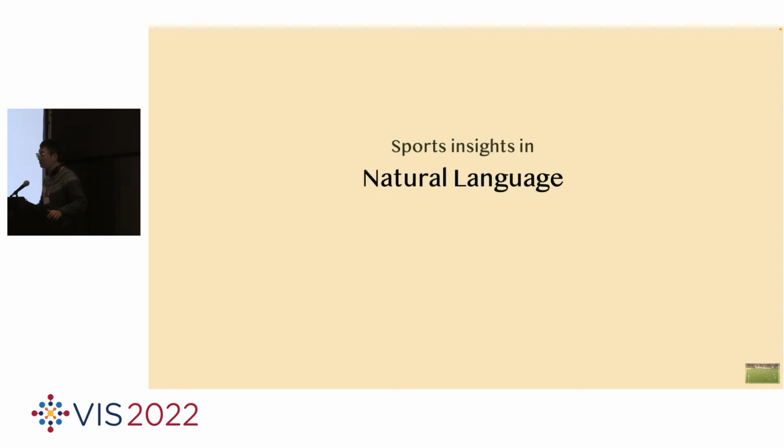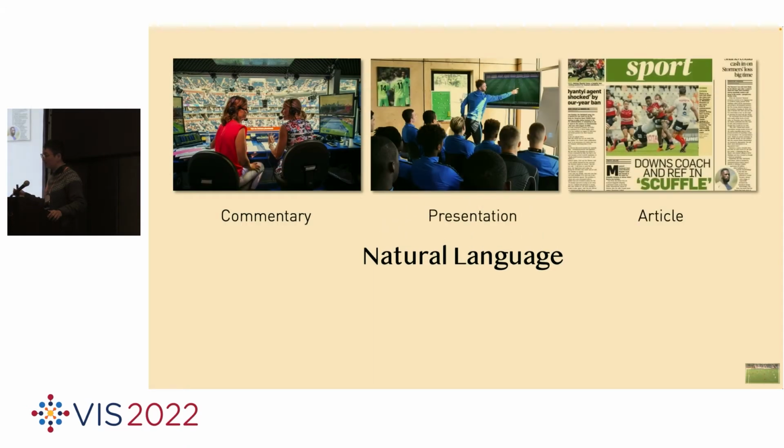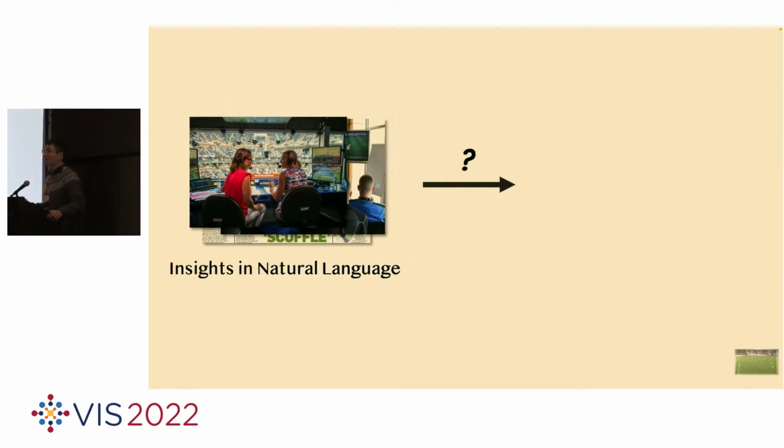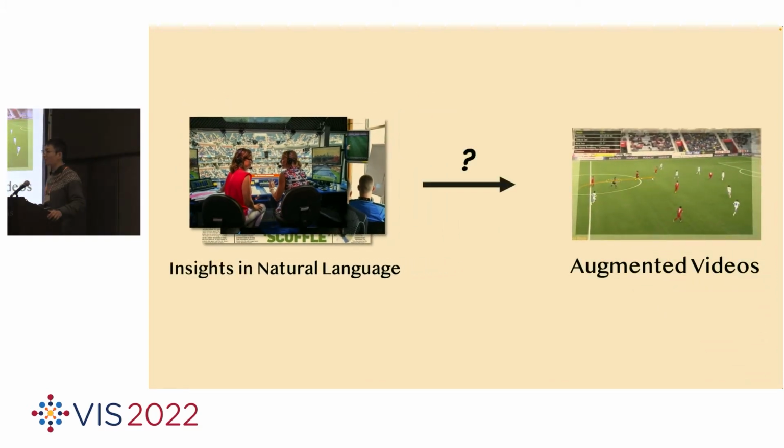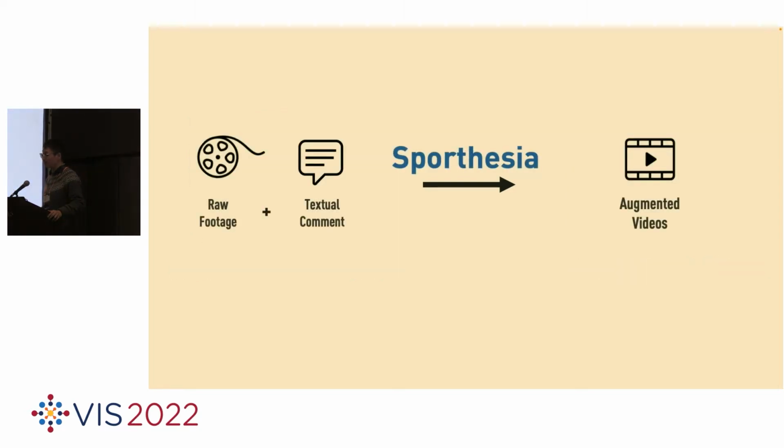On the other hand, sports insights are usually communicated using natural language, such as in commentary, presentation, and articles. But purely verbal descriptions lack visual cues. This motivates us to think about if we can enable users to directly use their insights in natural language to create augmented videos. We explore this question and present Sportthesia, a text-to-visual system that takes raw video footage and textual comments of rugby-based sports as input and outputs augmented videos.